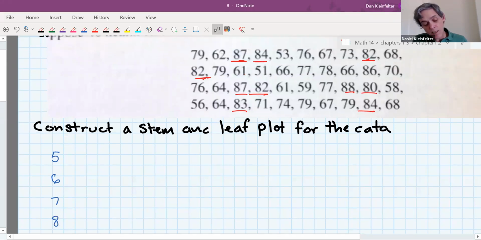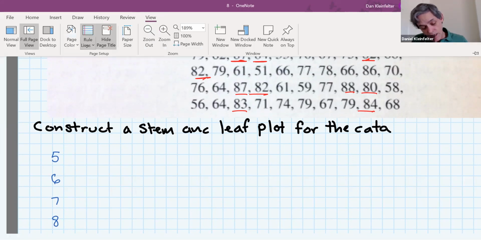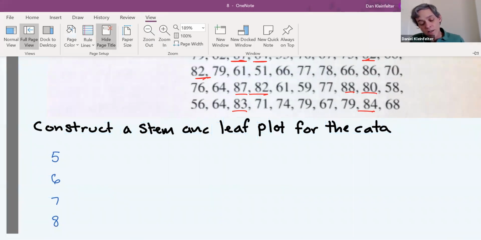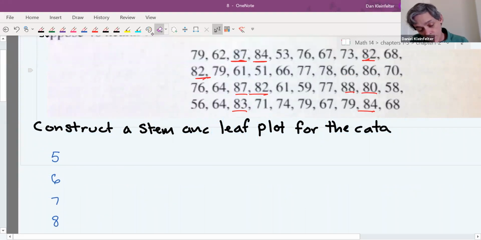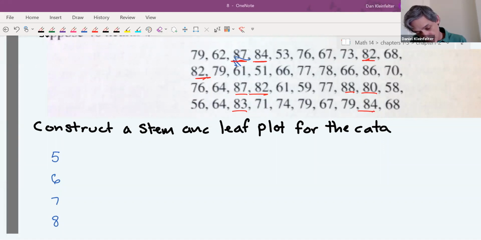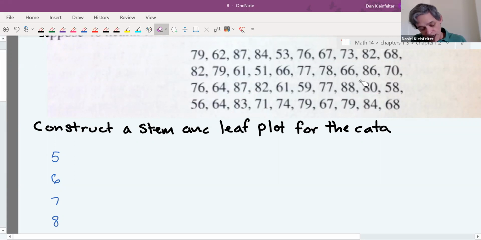Okay, so I'm going to go through and write down the scores, but I'm not going to repeat all the tens digits as we run across them. Sorry, one second. I'm going to just keep track of the ones digits. Again, easiest to see by doing. So let's just get into it.